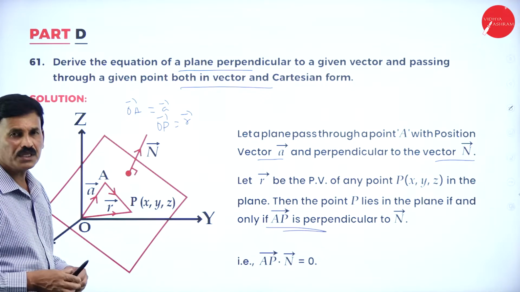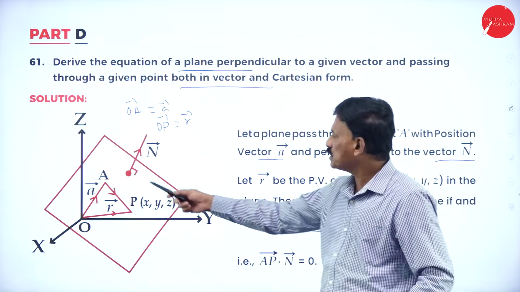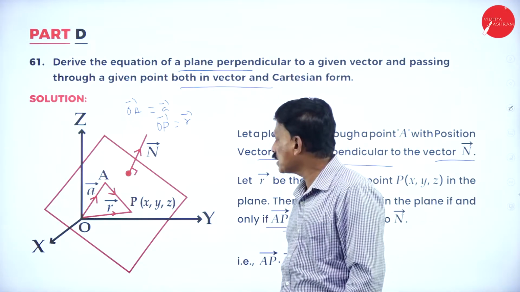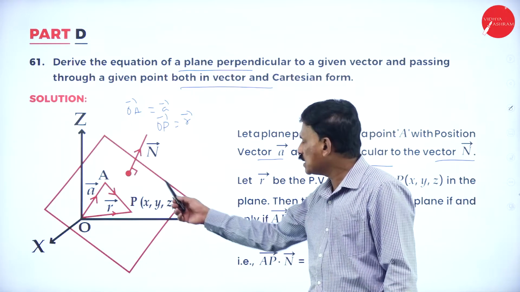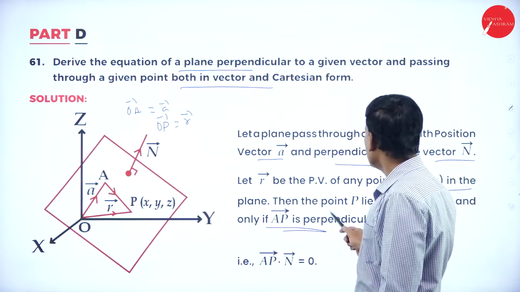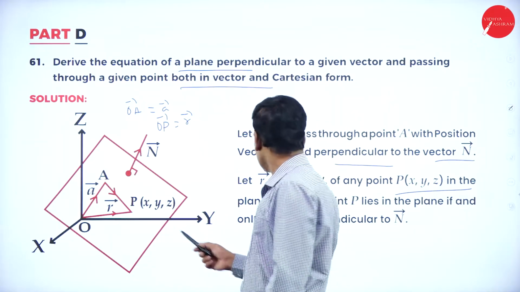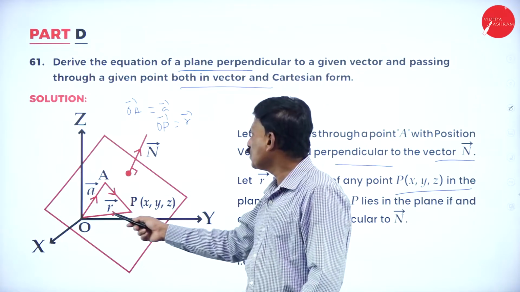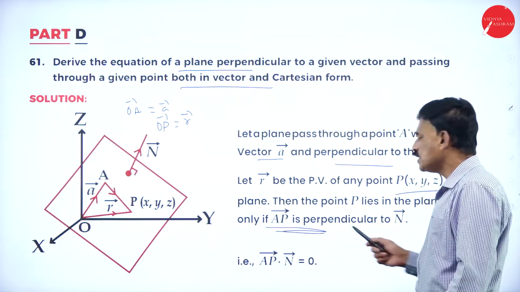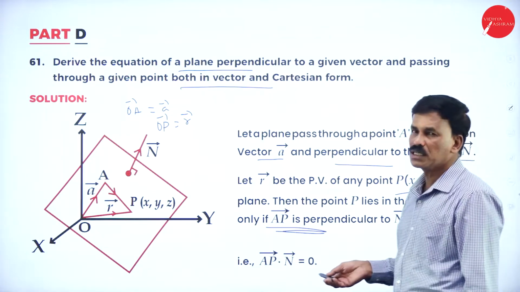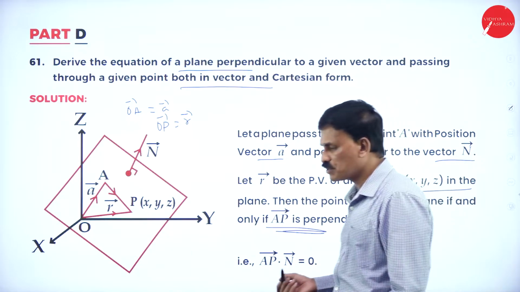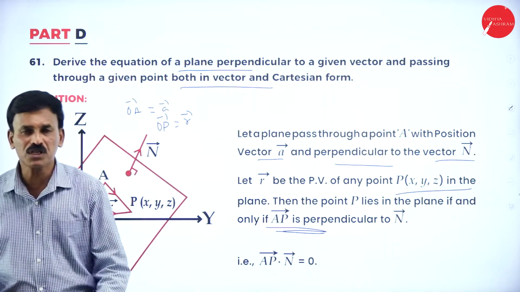See, this is very important. A plane passes through a point A whose position vector is vector OA is equal to vector A, and it is perpendicular to the vector n. Let P x, y, z be any point on the plane whose position vector is vector OP is equal to vector R. Then the point P lies on the plane if and only if the vector AP is perpendicular to n. Perpendicular means vector AP dot n is equal to 0. Now from this we are going to derive.